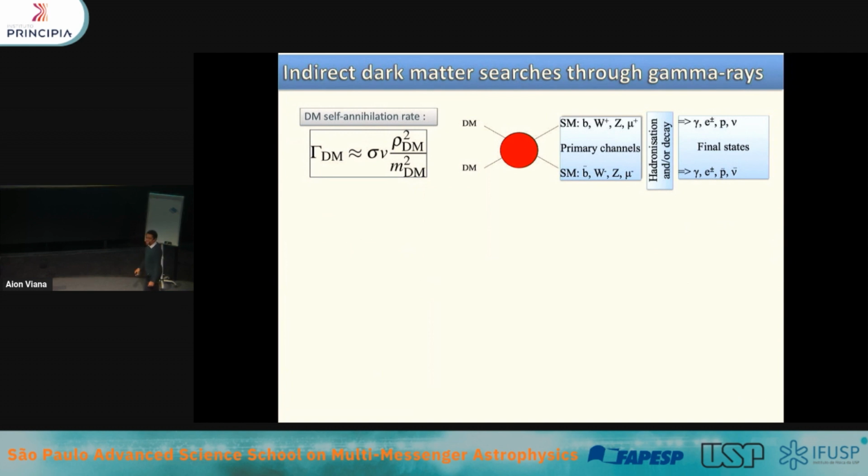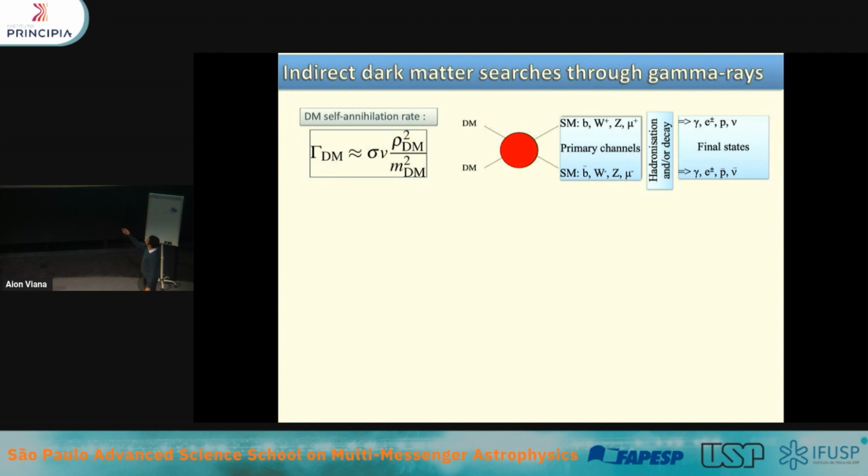Now, the main idea of indirect detection through gamma rays is that if you have a self-annihilation rate, it will be proportional to the annihilation cross-section and the density squared, and inversely proportional to the mass of the dark matter particle. This will annihilate through what we call primary channels. Normally, we assume 100% annihilation into one primary channel; that's how we do it experimentally. After this, these are very heavy particles, so they will hadronize or decay and produce stable final states. And here, of course, we are interested in the gamma rays.